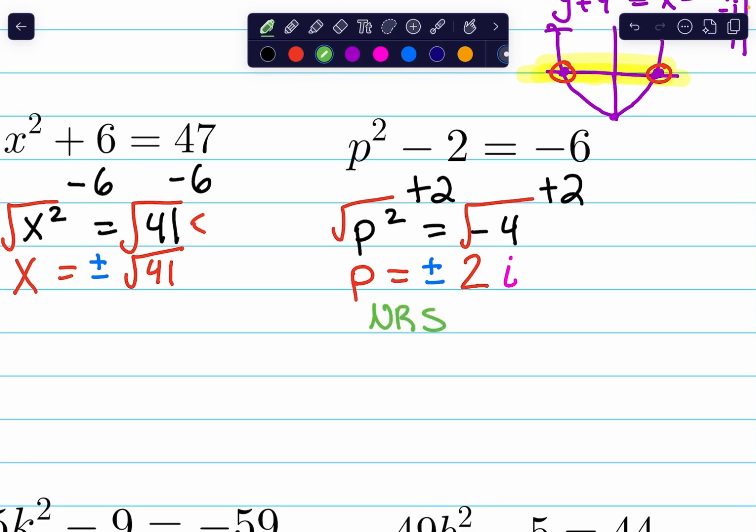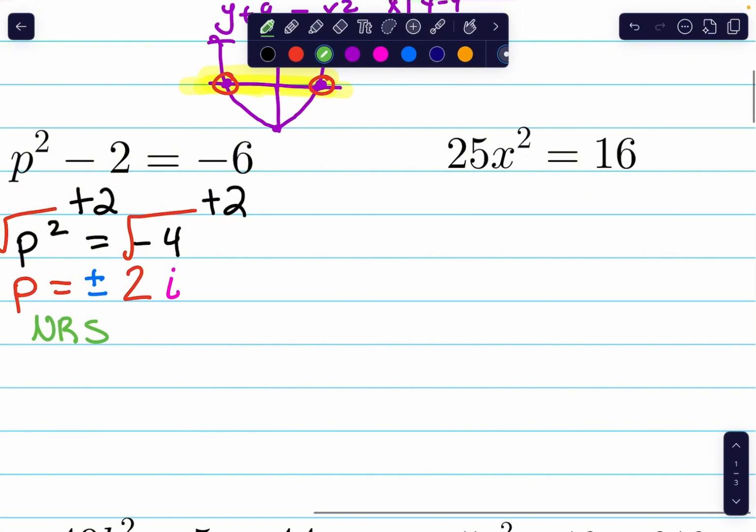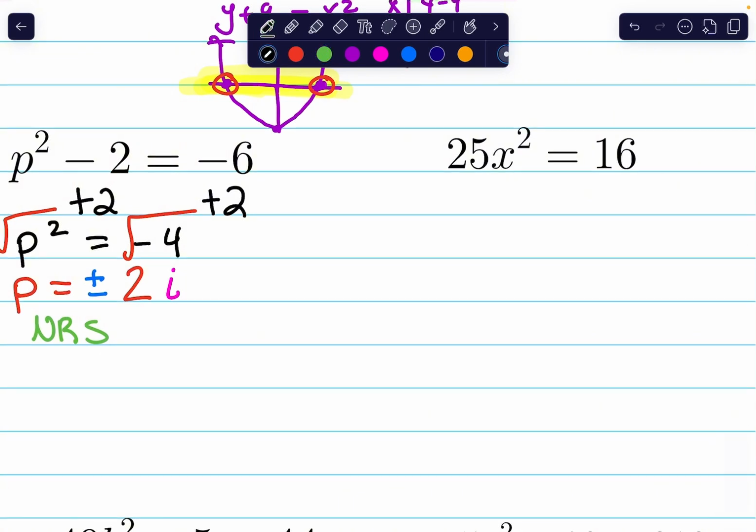Okay. And last on this section. Okay, this problem looks like it's going to be complicated. We're going to divide by 25. You're like, oh no, that's going to leave me a fraction. That's okay. Leave it as a fraction. So what do we get? x squared is equal to 16 over 25.